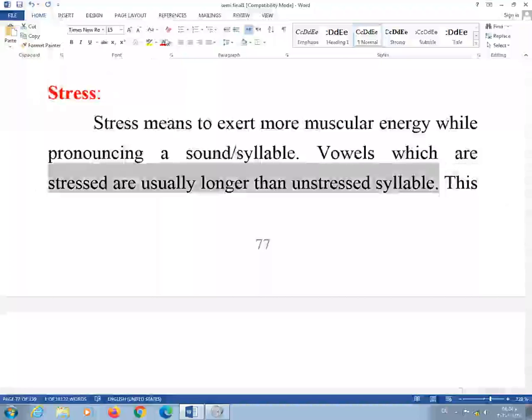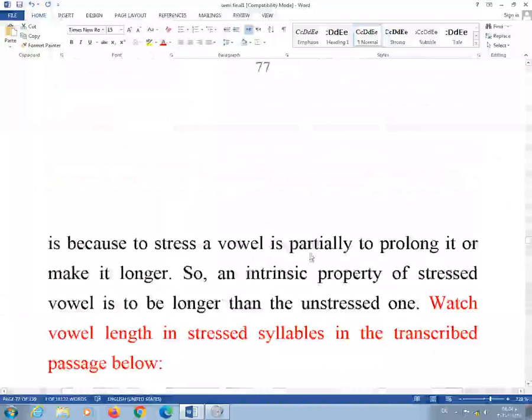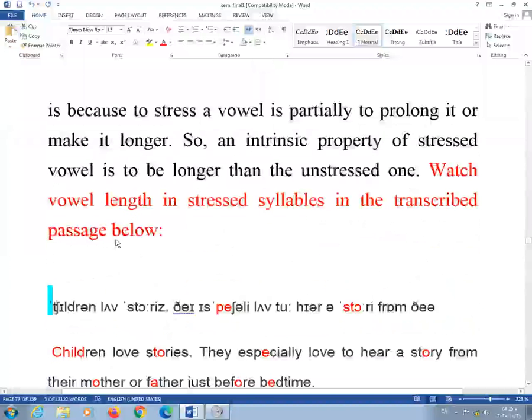Okay, this is a rule we have to know. This is the second factor. Okay. This is because to stress a word is partially to prolong it or to make it longer. So an intrinsic property of the stressed vowel is to be longer than the unstressed one. Okay, so this is the second factor which بيعمل إيه بقى? Which makes a difference in the length of the vowel, whether to prolong it or to shorten it.